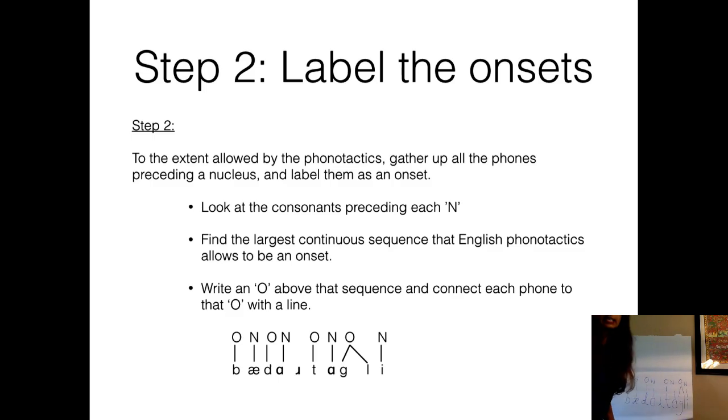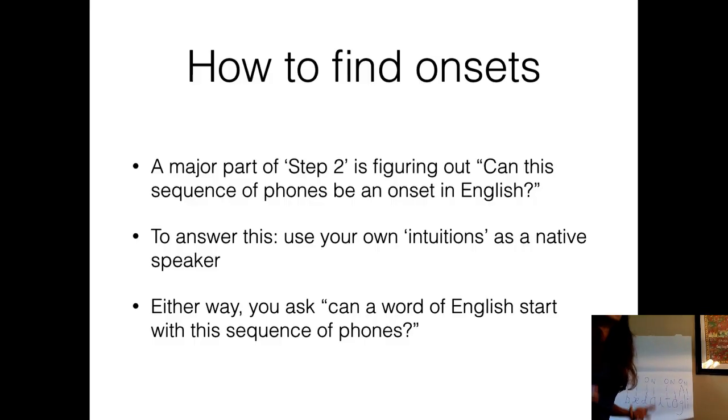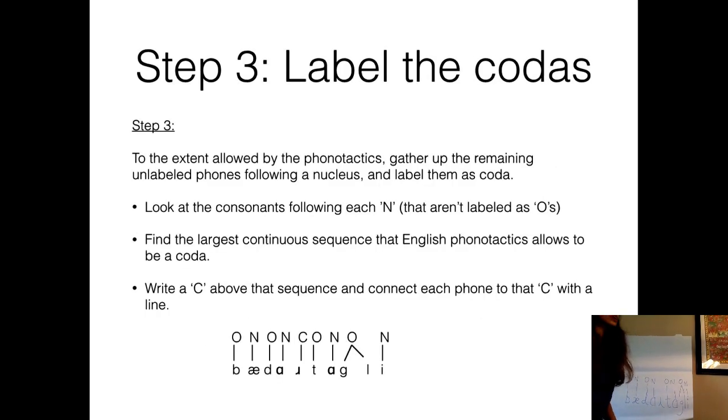So once we identify all the onsets, and I have a tip on how to find onsets, my basic answer is you have to use your intuition. Very often you want to ask, can a word of English start with this sequence of phones? And if it does, then it's a possible onset. If it doesn't, well, drop one of the consonants and you go to the consonant immediately to the left of the vowel, and that is the onset.